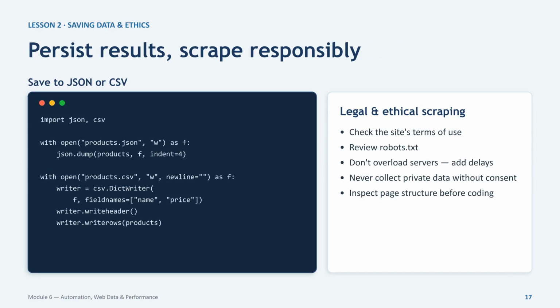Once you have collected your data, persist it. Python makes it straightforward to dump structured data to JSON or write records to a CSV file. Remember to always scrape ethically. Review the site's robots.txt, respect its terms of use, and never collect private data without consent. Responsible scraping protects everyone involved.